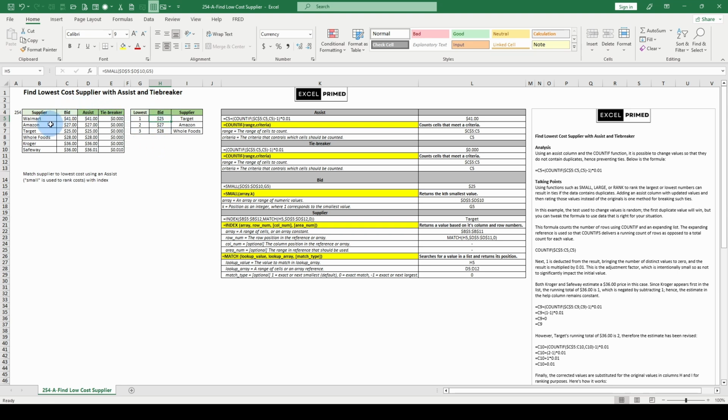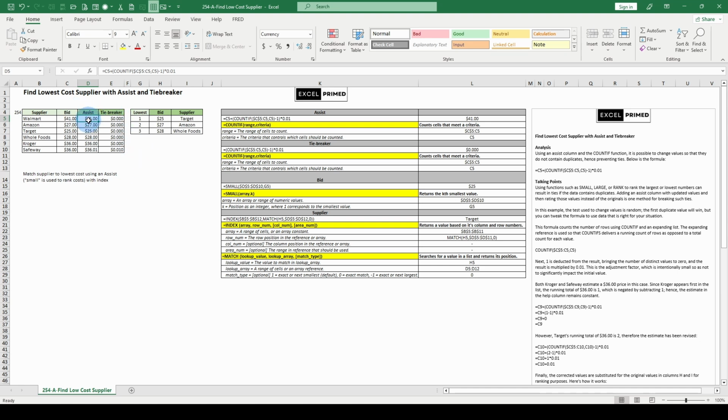Here we just have a supplier. We have a bid for whatever, it doesn't matter. And then we have this assist. Because with the assist and a tiebreaker, we can differentiate, for example, Kroger here. Kroger and Safeway have the same bid. What do you do, flip a coin? You can, but this is a quasi flip a coin. Probably not the best approach.